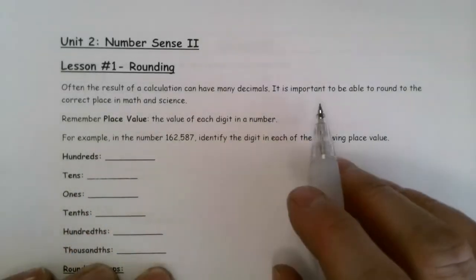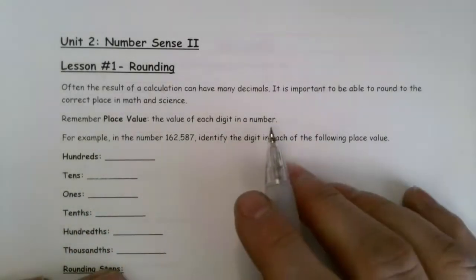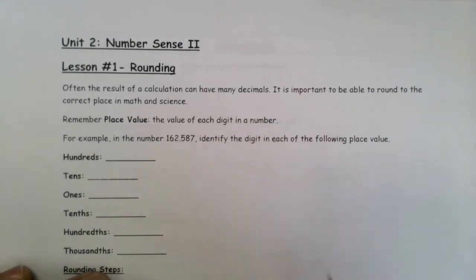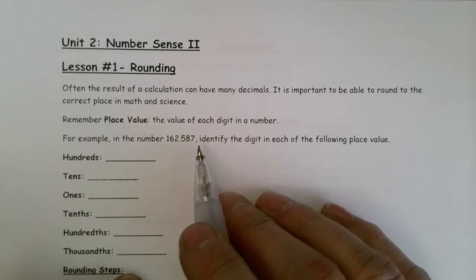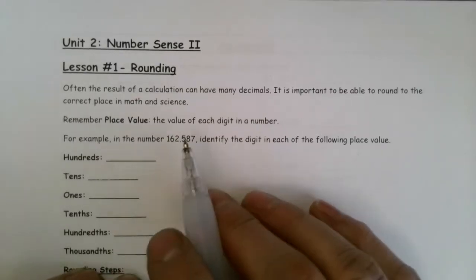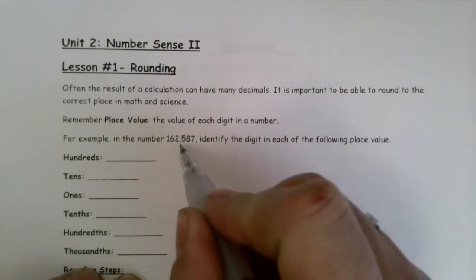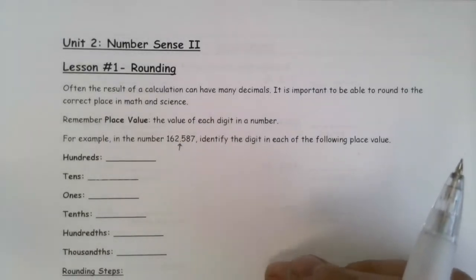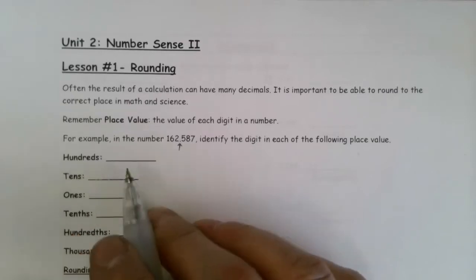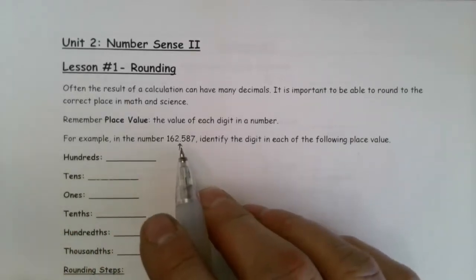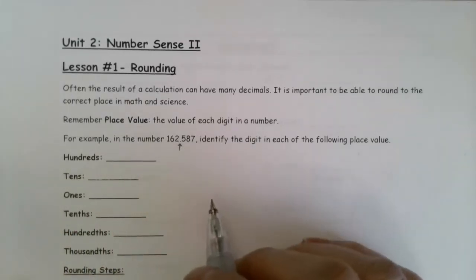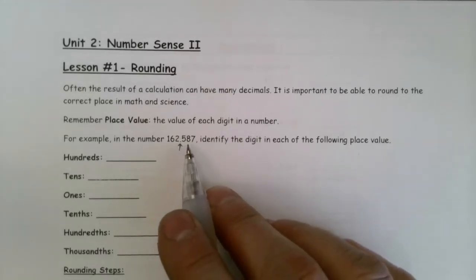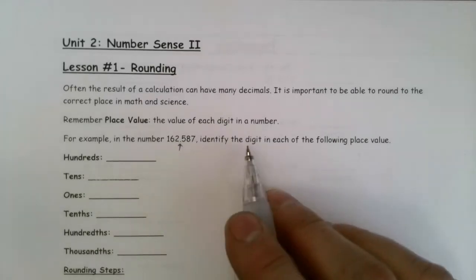Now, to perform a rounding step, the first thing we've got to be able to do is identify place values. So we've got to remember how we label the digits in a number depending on where they show up with respect to the decimal, because the decimal is basically what allows us to identify place value. So in this number, 162.587, or what you might say, 162 and 587 thousandths, we're going to identify the digit in each of the place values.